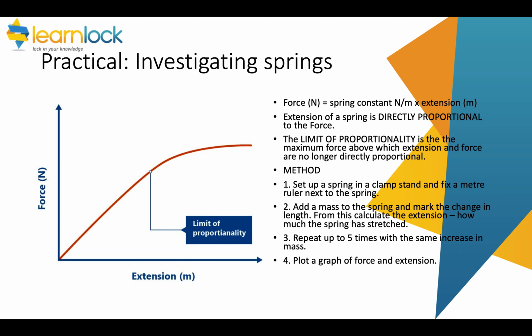This is until a point, and that is called the limit of proportionality, as shown on the graph. After that point, extension and force are no longer directly proportional, and different springs will have different limits of proportionality.